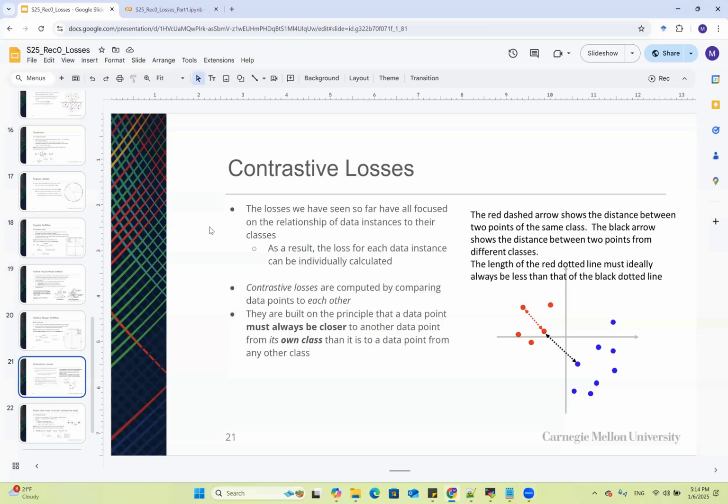Contrastive losses. The losses we have seen so far have all focused on the relationship of data instances to their classes. As a result, the loss for each data instance can be individually calculated. Contrastive losses, however, are computed by comparing data points to each other. They are built on the principle that a data point must always be closer to another data point from its own class than it is to a data point from any other class.